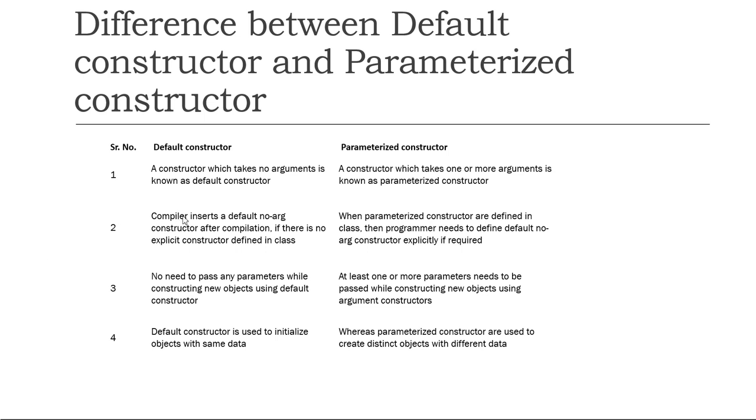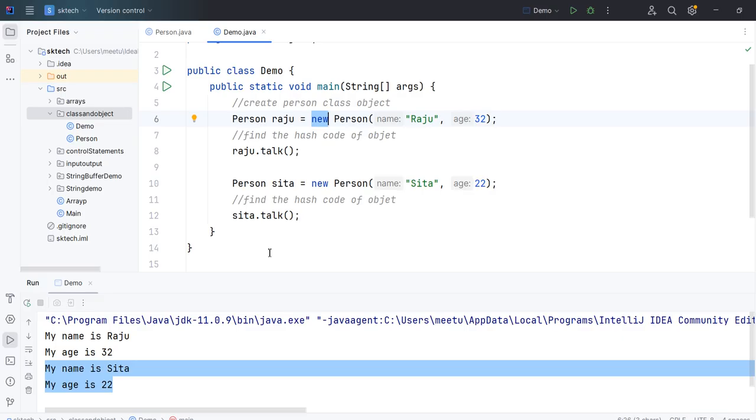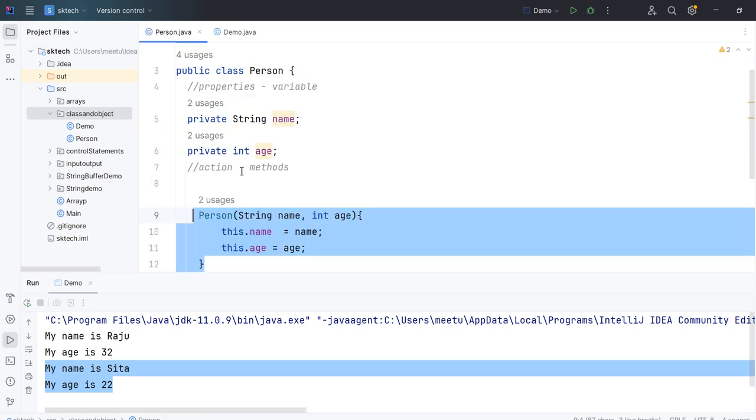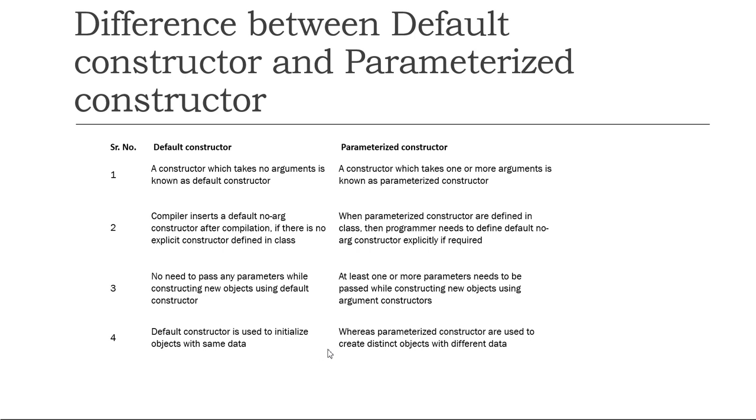The second difference is that the compiler inserts a default no-arg constructor after compilation if no explicit constructor is defined in the class. That is what we have seen in the case of the Person class. Earlier we had not defined any constructor, so internally the JVM inserted one default constructor without any argument. But when a parameterized constructor is defined in the class, then the programmer needs to define the default no-arg constructor explicitly, if required.